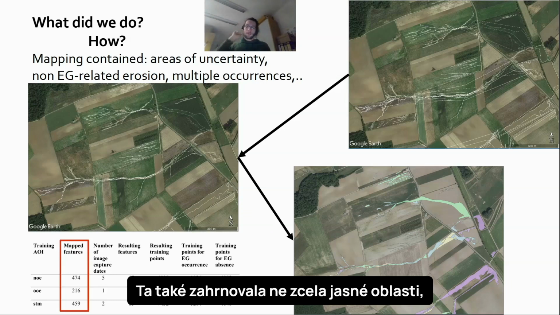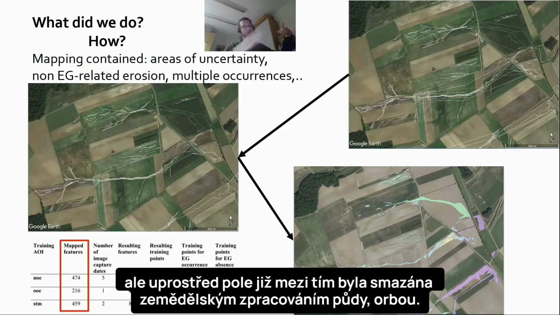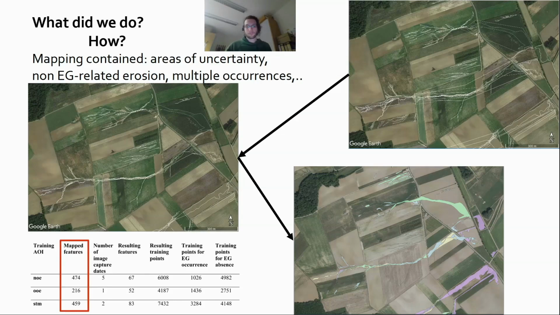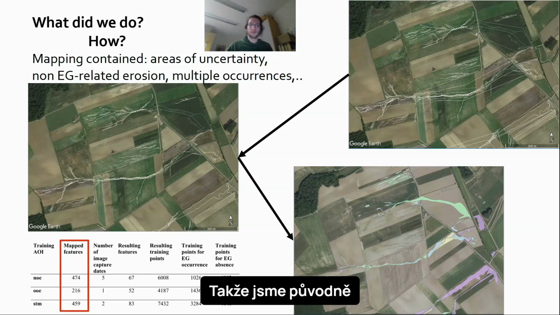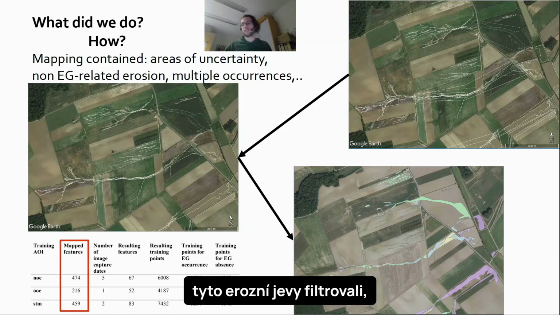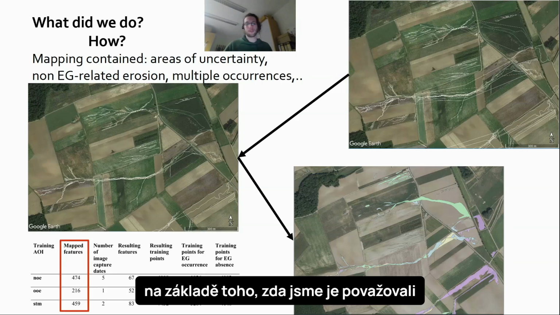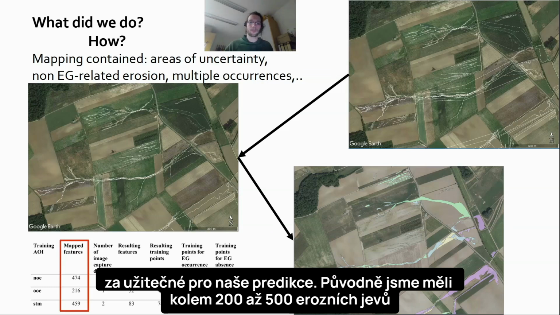This also included areas of uncertainty, for example, where it was clearly visible that a trajectory of an ephemeral gully enters and leaves the field, but in between it was already wiped out by tillage operations. So we initially filtered these features based on whether we thought that they were really helpful for our prediction.